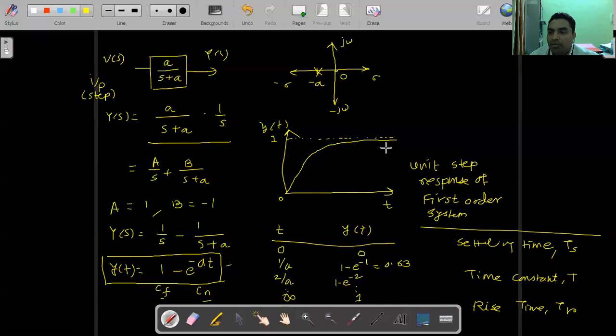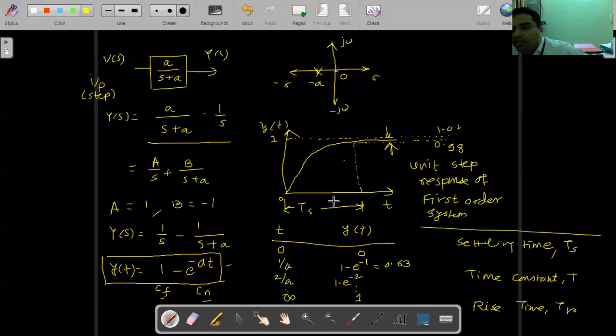So settling time is the time required to reach within the 2% band of the final value. That means here it will be 0.98 and here it will be 1.02. The time required to reach within this range is called settling time. So if I see it here, it is reaching, so this time can be termed as settling time, the time required to reach within the 2% band of steady state value. This is called settling time, TS.